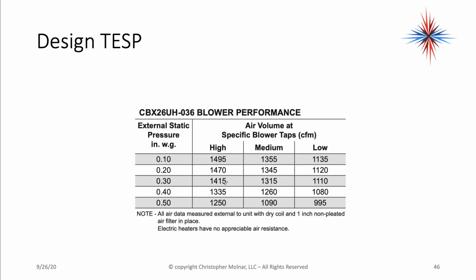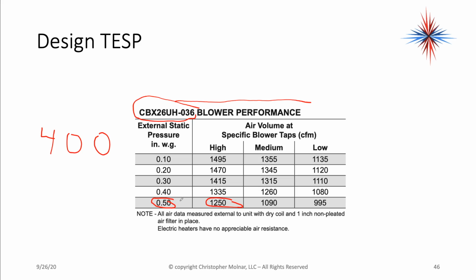So if we look at the inside of a manual, for example, the air handler that I've used for my examples in this, we have blower performance. Remember, I have to have 400 CFM of air per ton of air conditioning for proper cooling. So my design static is 0.5. If I'm running my blower at high speed at 0.5 static pressure, I'm going to get 1250 CFM of air being moved across that coil.